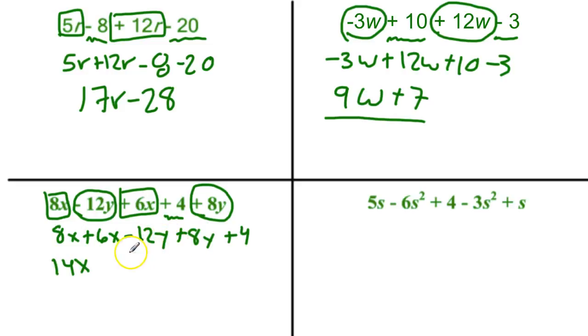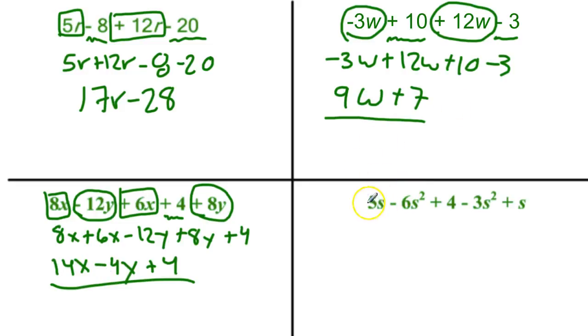Minus 12y plus 8y, so that's going to end with a y. Minus 12 plus 8. All right, the negative number seems to be bigger than the positive one, so I know it's going to be a minus, and then you subtract the smaller one from the bigger one. 12 minus 8, minus 4y. And then over here we have plus 4. It's by itself, so there's nothing to combine it with. We just put plus 4. So there you go. 14x minus 4y plus 4.